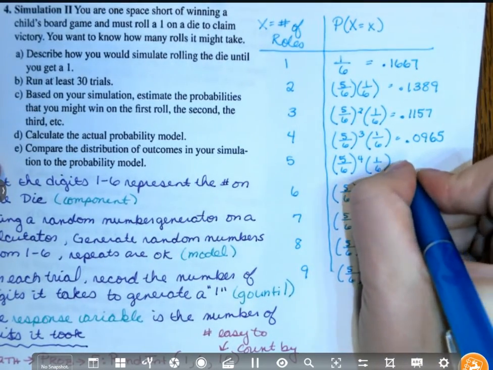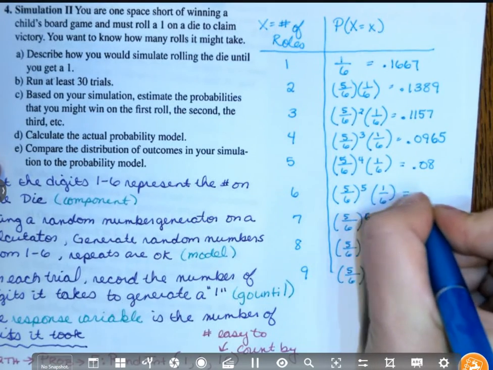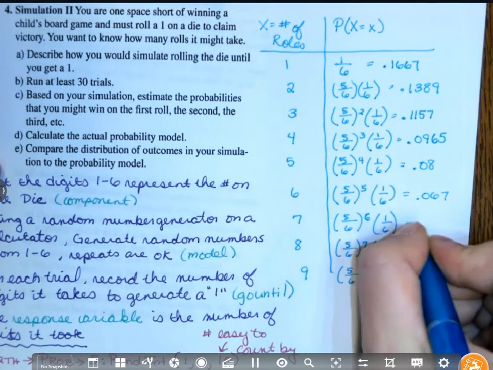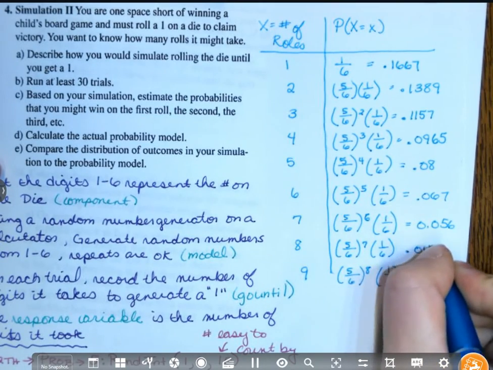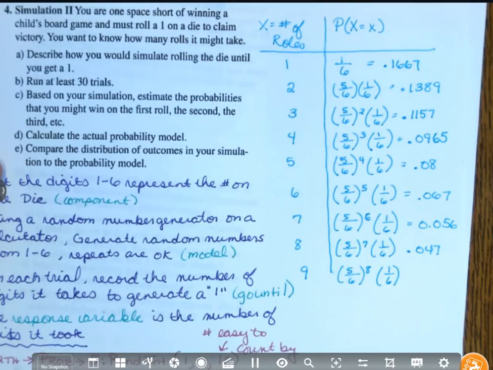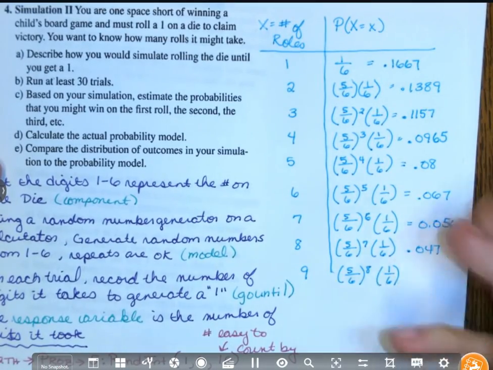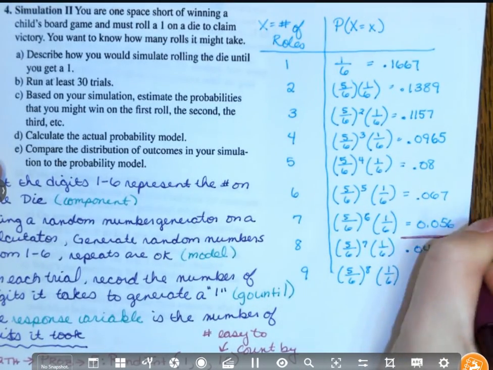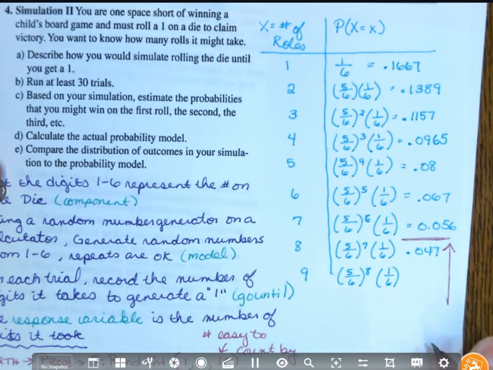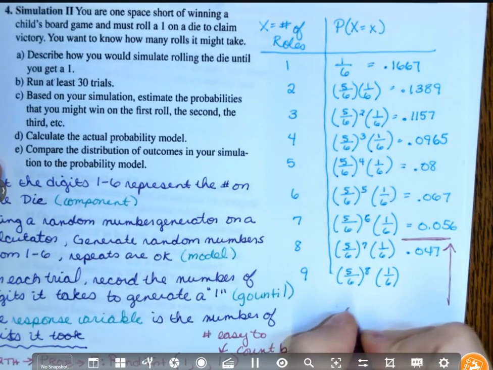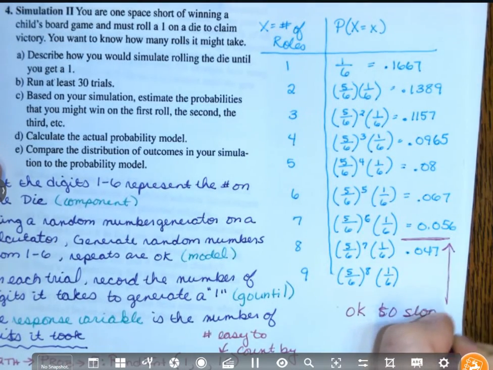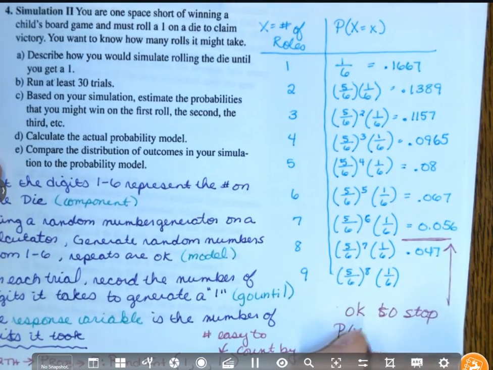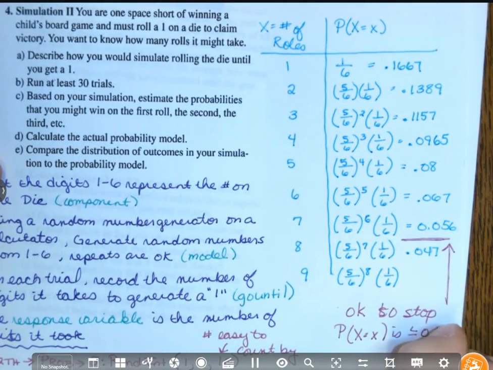This would be 0.08 basically. This would be 0.067, 0.056, 0.047. Once you hit a probability right here, you're going to go, it's okay to stop when your probability is finally less than 0.05.